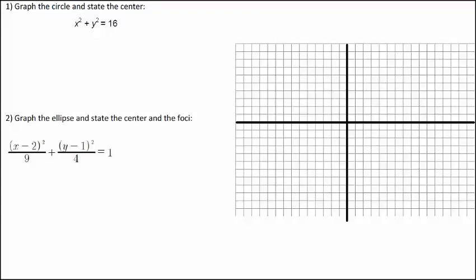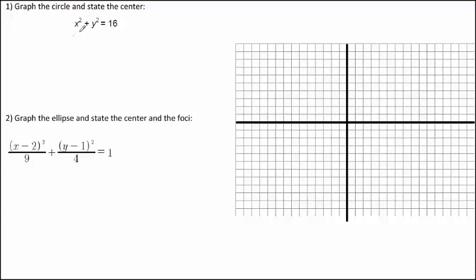Homework number 12 is about conic sections, and in the homework, we're going to do one of each type of conic section that we discussed. We're going to do a circle, an ellipse, and then finally a hyperbola. Question number 1 is a circle, and the reason you know it's a circle is because x and y are the same.